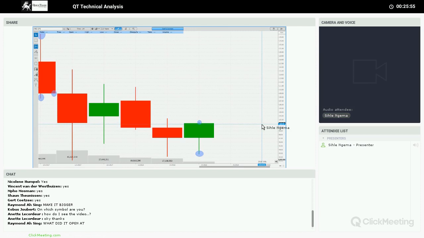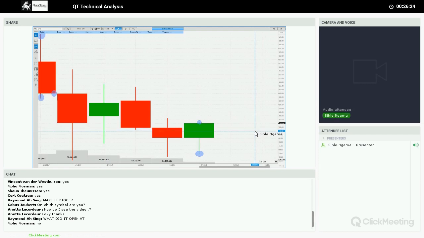Is there any question so far based on the colors and identifying exactly where the share price is going based on the candlestick? Is there any question? Are there any questions so far? What did it open at?